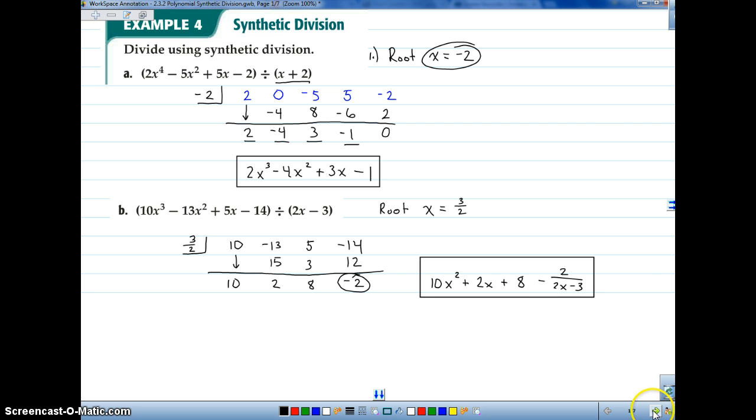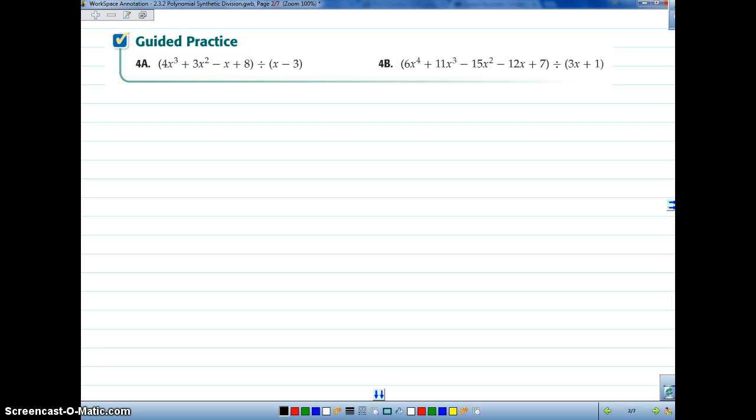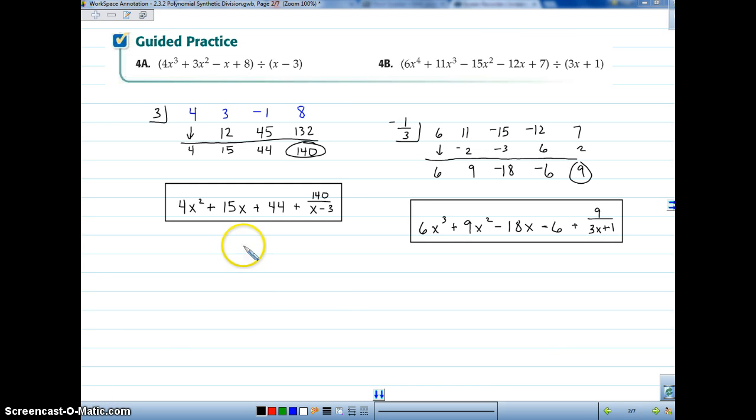Okay. So that's synthetic division. I want you to try these two on your own. Okay, if you check your answers, make sure that you pulled the right coefficients out, 4, 3, negative 1, and 8 for the first one, and that you picked the right root to divide into it. It was 3. Your remainder was 140, and so this is your answer. 3b, be careful with your root for this one. It should be negative 1/3, and your coefficients go across like so.